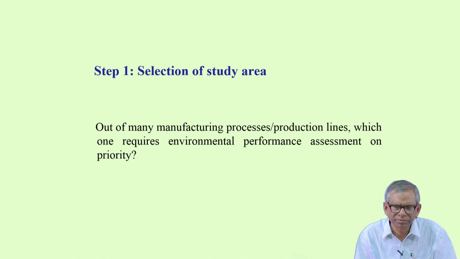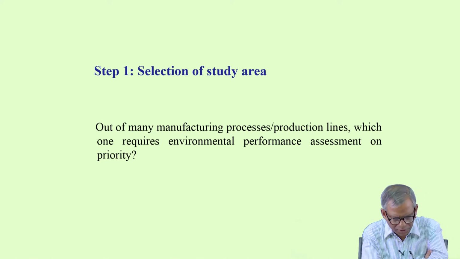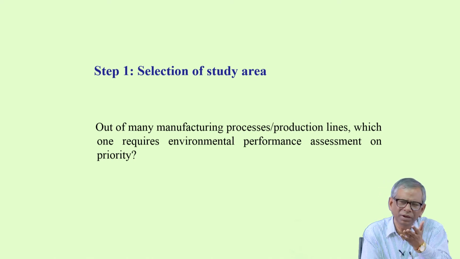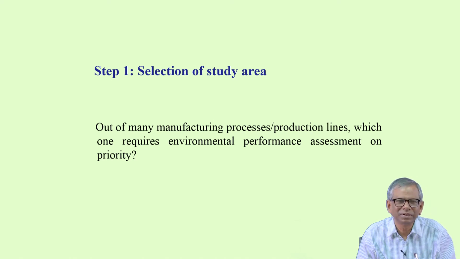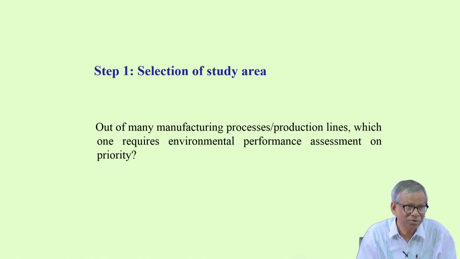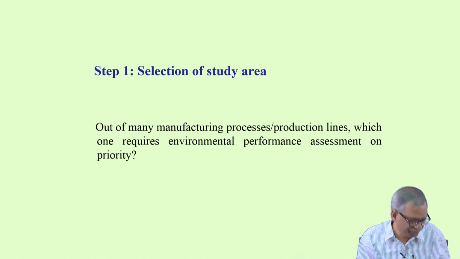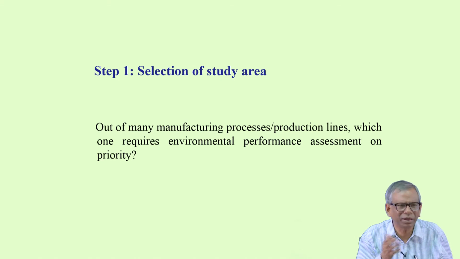Just keep it with you. Okay, just write down. Out of many manufacturing processes or production lines, you know what a production line is? Which one requires environmental performance assessment on a priority? This is the question. In your mind, there could be any production system of any type. There are some general factors. There could always be some special factors. So let us write down the general factors, applicable to any. Selection of study areas.